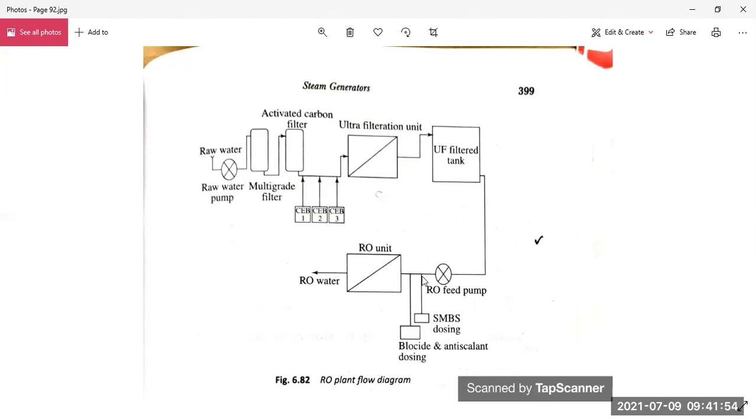Then from the tank it goes through the RO unit, and the RO water, or reverse osmosis water, just comes out from it here. Here, glycide and antiscalant dosing is required, and RO feed pump and SMBS dosing. These are all required.